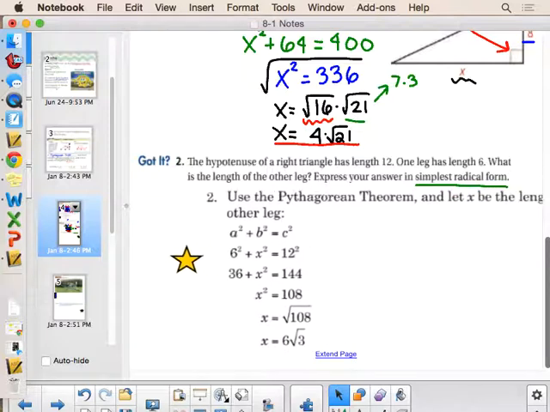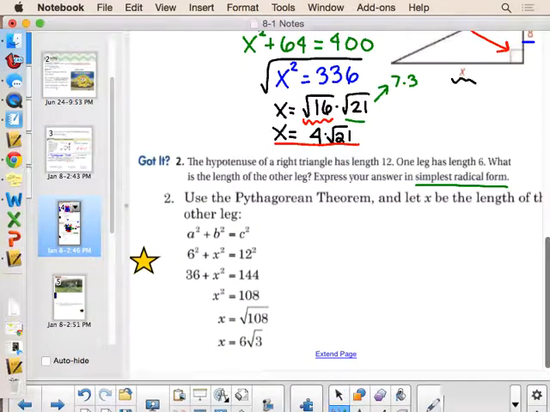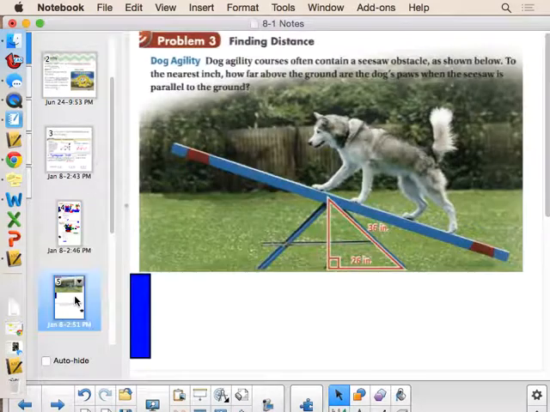Checking your answer for question number 2. You should have gotten an answer of 6 root 3, 6 times the square root of 3. All right, let's get real here with the Pythagorean theorem. So dog agility courses often contain a seesaw object, as shown below.